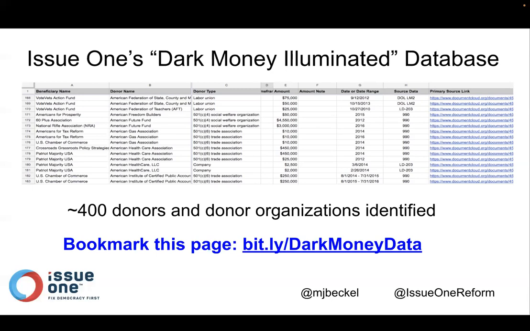And one of the big projects that we undertook at Issue One a few years back was creating a database called Dark Money Illuminated, which took all of these known donors and donor organizations for the top 15 dark money groups. And we made this database trying to tell as much of a story about them, connecting the nonprofit data to the labor union data, to the corporate filings, to the FEC data. And at the end of the day, we were ultimately able to put out this database of about 400 donor and donor organizations.